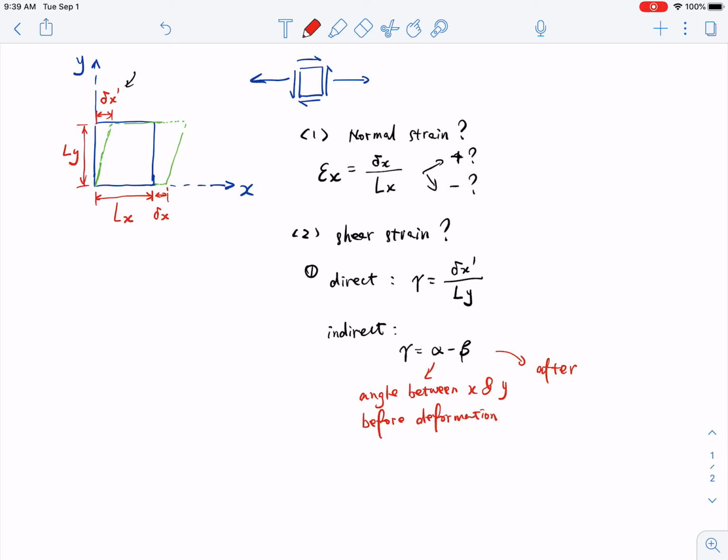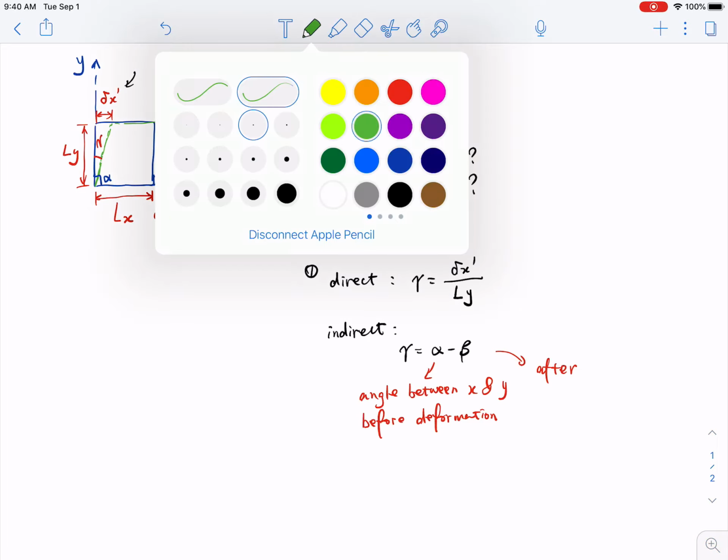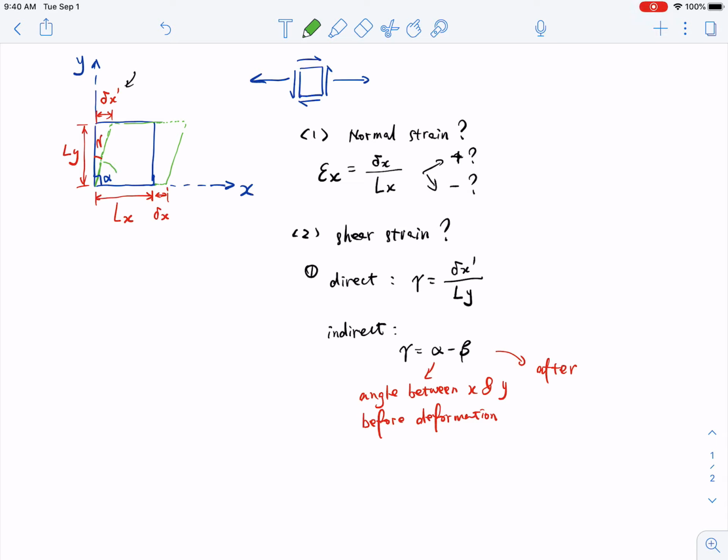So where is this alpha? This gamma? This gamma is just here, right? Since our alpha is here, this is alpha. Alpha equals what? It equals 90 degrees or pi over 2, right? And after deformation, this is the beta, right?